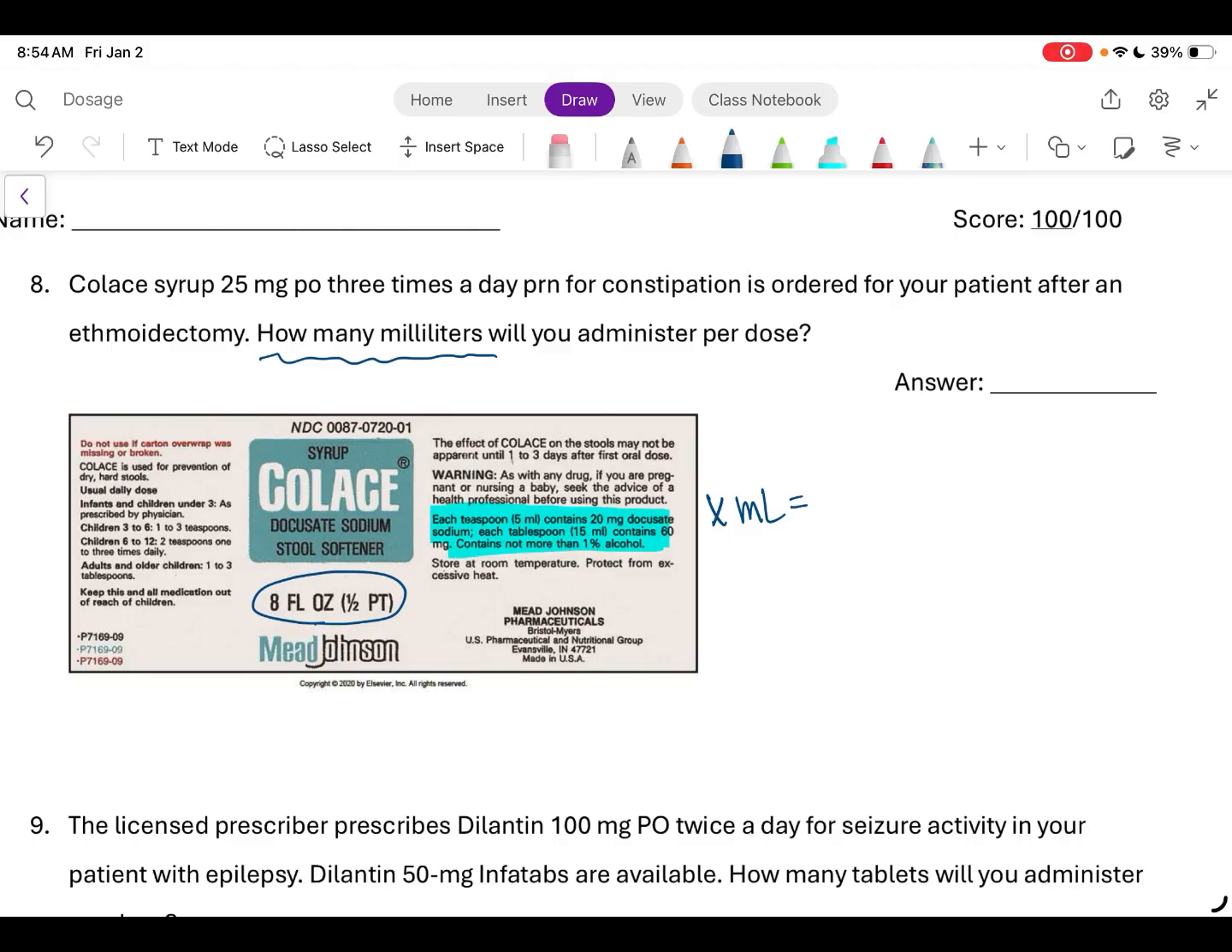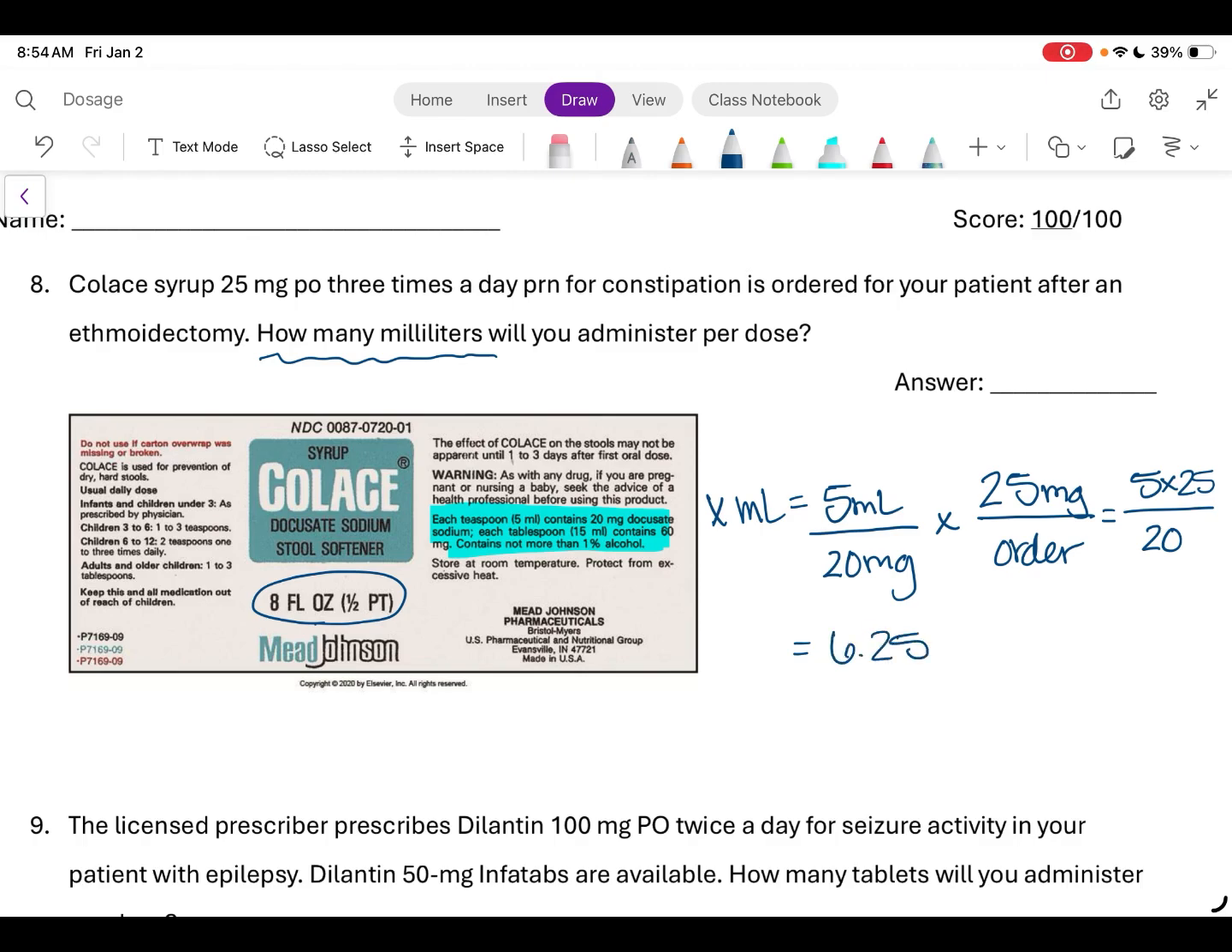I'm going to use the smaller one. So I'm going to say 5 milliliters is 20 milligrams, and 25 milligrams was my order. So 5 times 25 divided by 20. I get 6.25. I didn't tell you to round or anything, so I'm going to leave it as 6.25.